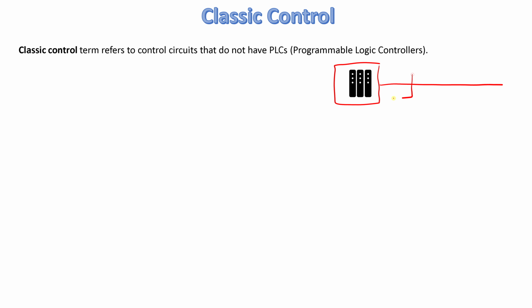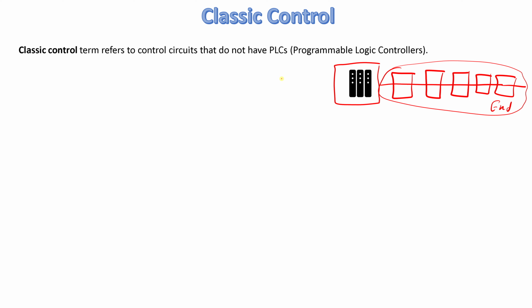Usually production lines consist of many sections or many processes, multiple ones, until you reach the end product. This is usually packaging or something. So we use PLCs to control this whole thing. But classic control is simple. Actually, before PLCs came to the world, classic control was used. So in classic control, we don't use PLCs.